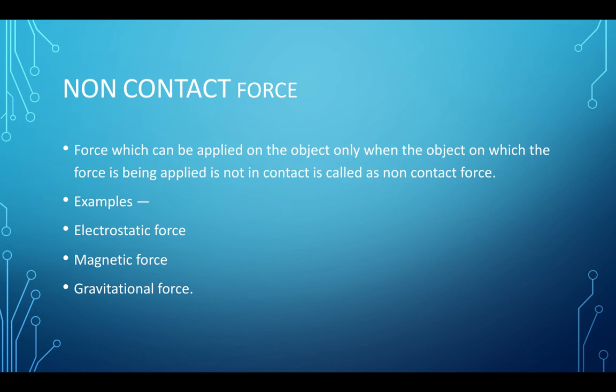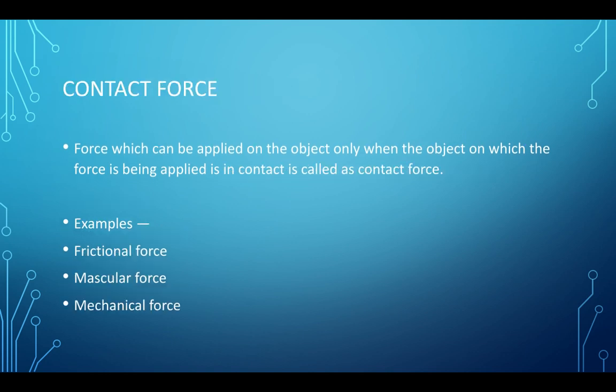And for the non-contact force, again the object need not be in contact if you want to apply this force. Electrostatic force, magnetic force, gravitational force, as we all know about gravity, we are not in contact with the earth. It pulls any asteroid from space. So the gravitational force is applied without the asteroid being in contact with earth. And this is the end of the slideshow. In the next video we are going to learn about all these examples in detail: electrostatic, magnetic, gravitational, frictional, muscular, and mechanical force. So part 1 ends here.